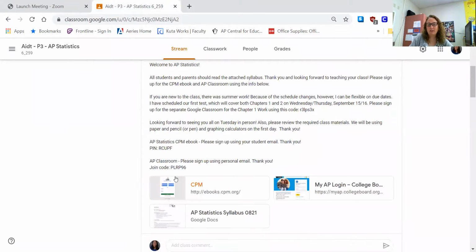So this is the book that we use, CPM. Here's the pin to get that book. Here is AP Classroom. This is something that we use to help us get familiar with how the College Board does things before the AP exam. And then here's our syllabus, which I'll go over in a second.